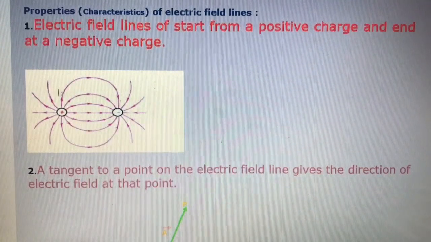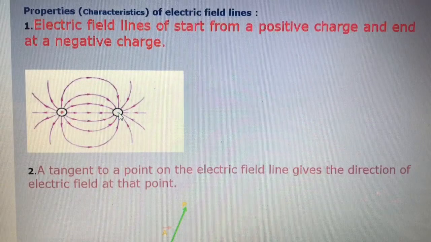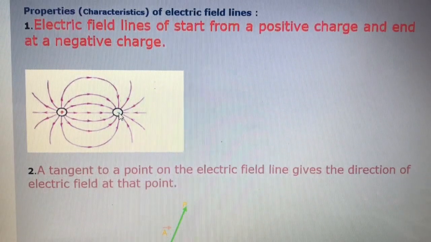Always here the electric field lines start their journey from a positive point charge and end their journey at a negative charge. This is the first property. Electric field lines move away from the point charge due to positive charge. Due to the negative charge, the field lines move towards that charged particle.